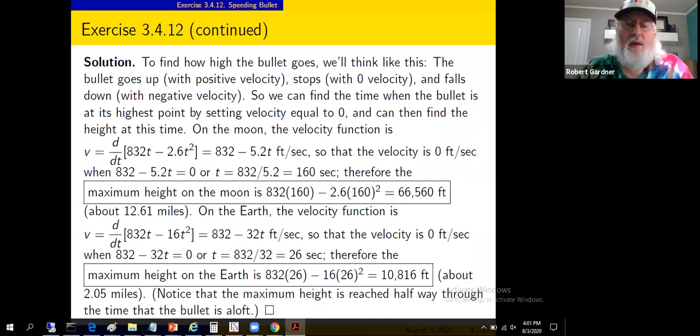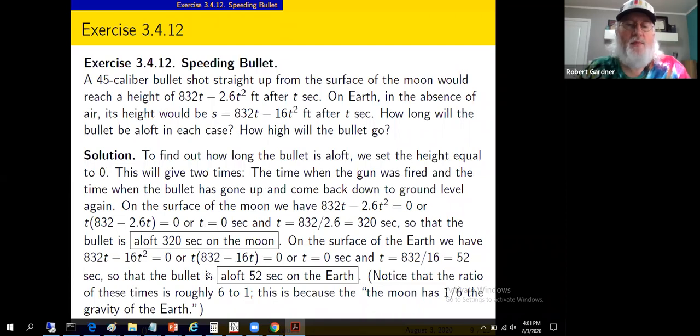But if you think about it and look at the numbers, well, the absence of air resistance kept things nice and symmetric. It went up half the time, and then it went down the other half of the time. And indeed, part A told us how long the bullet was aloft. What was the answer? Let me go back. On the moon, it was aloft 320 seconds. So half that time it was going up, and the other half it was coming down.